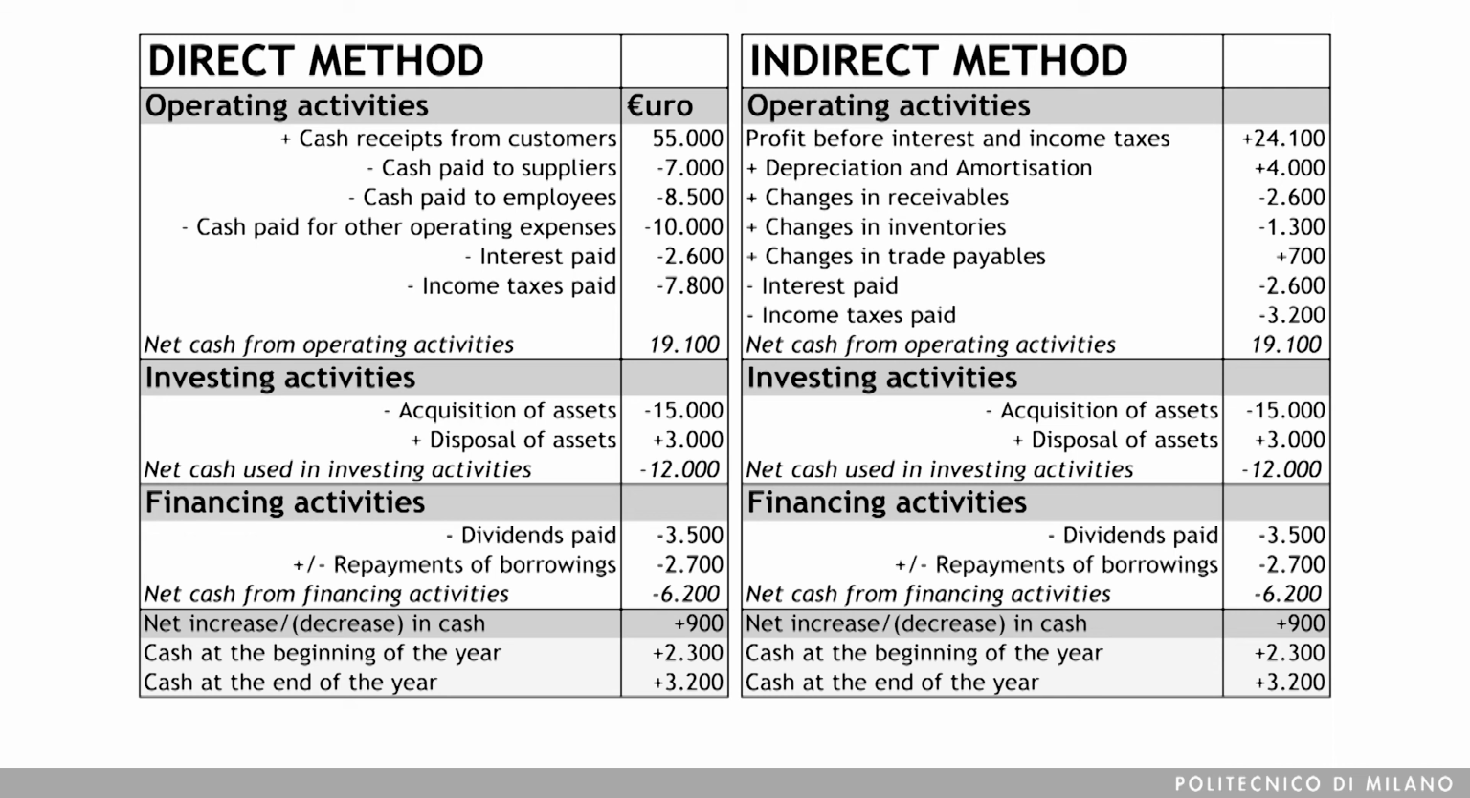So then we have the cash from the investing activities and the cash from the financing activities, which are recognized and recorded by using exactly the same approach of the direct method. In the end, we can identify the net cash of the period given again as the difference between cash in and cash out.